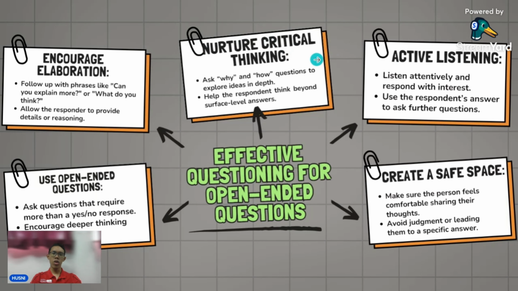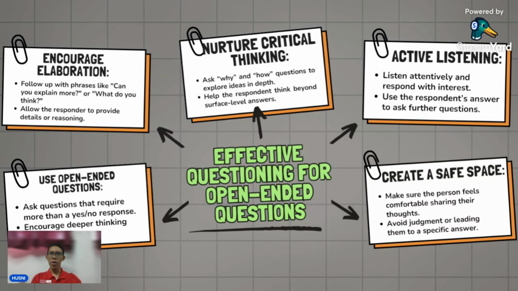And then the third one is nurture critical thinking. She asks why and how questions to explore ideas in depth. This helped the students to think beyond surface level answers. The fourth one is active listening. She listened to the responses attentively and responded with interest.